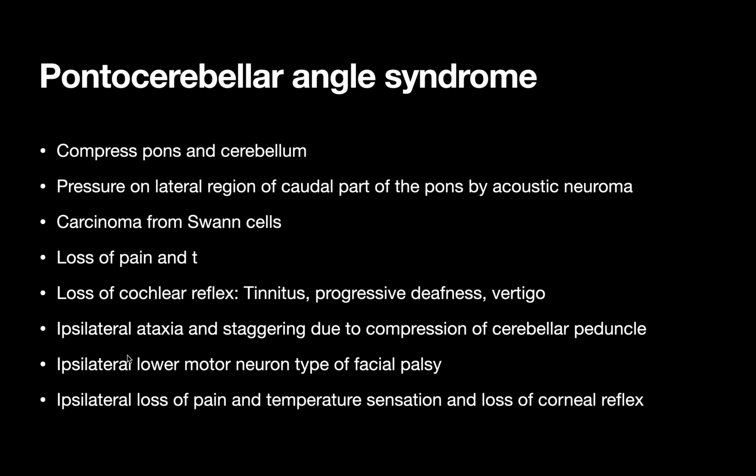There's going to be ipsilateral staggering and ataxia, so problems with coordination due to the compression of the cerebellar peduncle, along with the problems with the vestibulocochlear nerve. There's going to be an ipsilateral lower motor neuron type of facial palsy. Since it's a lower motor neuron, it's going to be like that picture before. It's going to be below the eye, right? And there's once again loss of pain and temperature, and the loss of the corneal reflex, because cranial nerves number 5 and 7 are going to be affected.